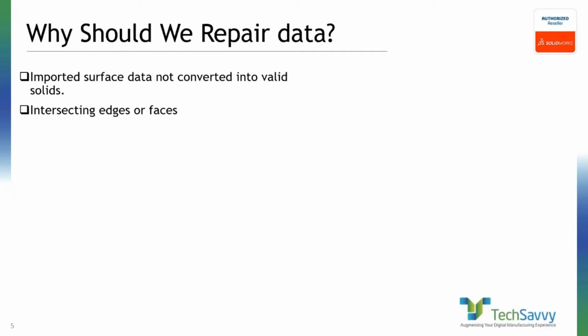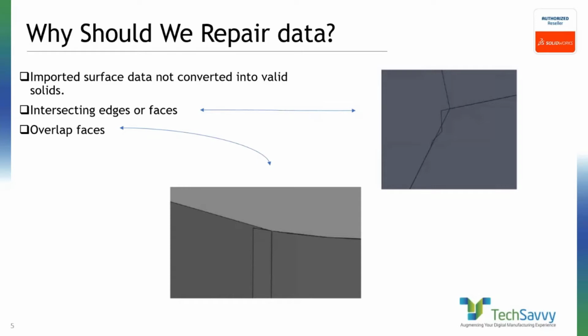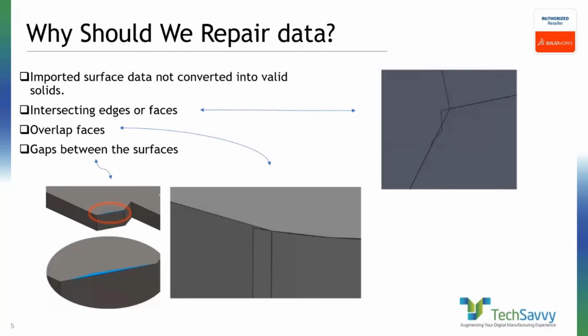There can be problems like intersecting edges or faces in the imported and exported data too. There can be some overlapping faces. There can also be gaps between the surfaces. If we clearly look at this particular scenario, this is not at all desirable. If we use this model in our further work, there can be many errors related to manufacturing which can cause subsequent issues. So we always try to repair the data before continuing work on it.